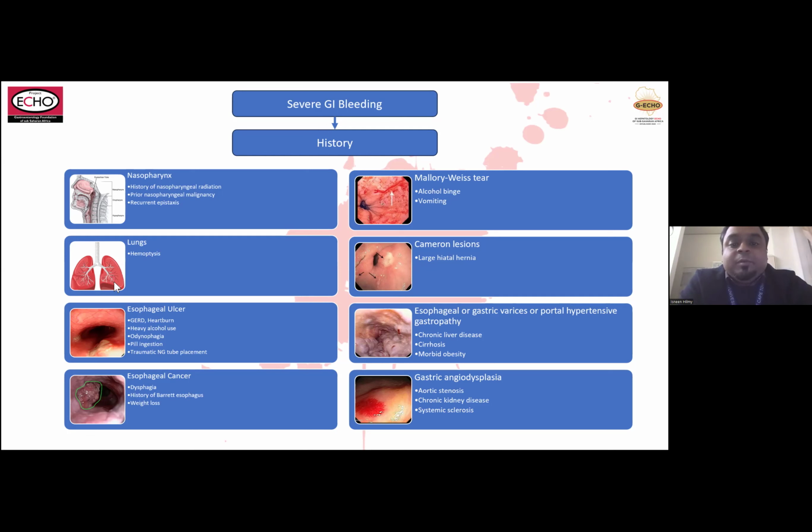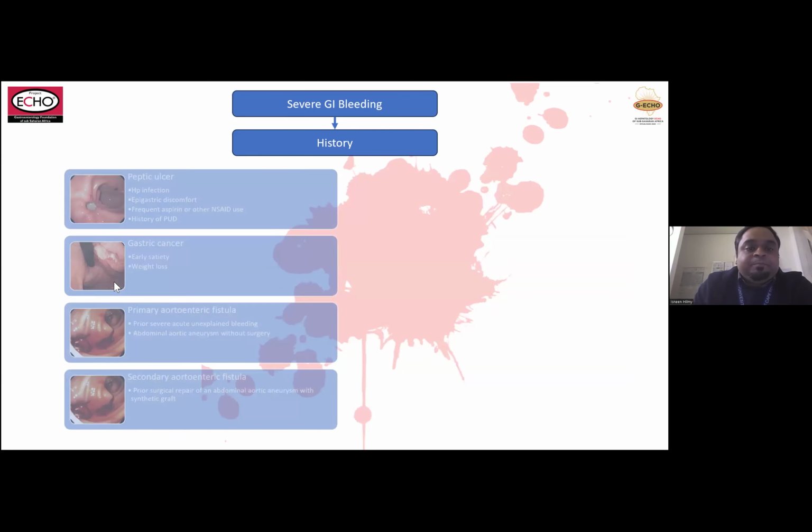And more importantly, it could be like variceal bleed, so portal gastropathy. So we also ask and look for features of cirrhosis, any comorbid obesities, and angiodysplasia should be suspected in patients who have cardiac diseases like aortic stenosis or chronic kidney failure, or in patients who have systemic sclerosis as well.